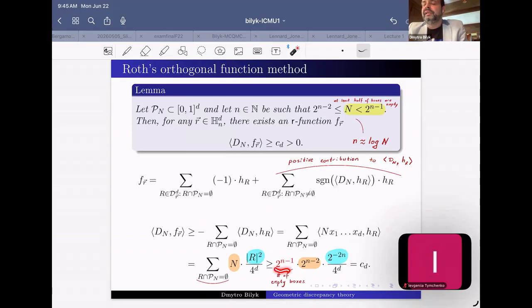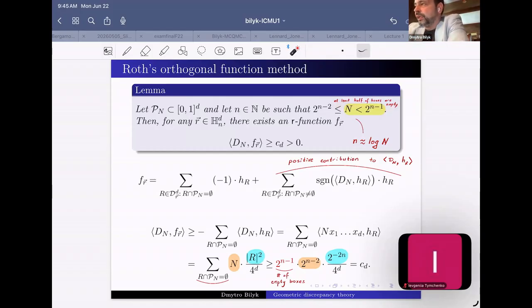And if you compute anything, you'll see the number of empty boxes. Okay, you get the lower bound for n. And then you get the bound here. So the number of empty boxes is at least 2n minus 1 because of this, because at least half of the boxes are empty. Okay, so this is the idea.